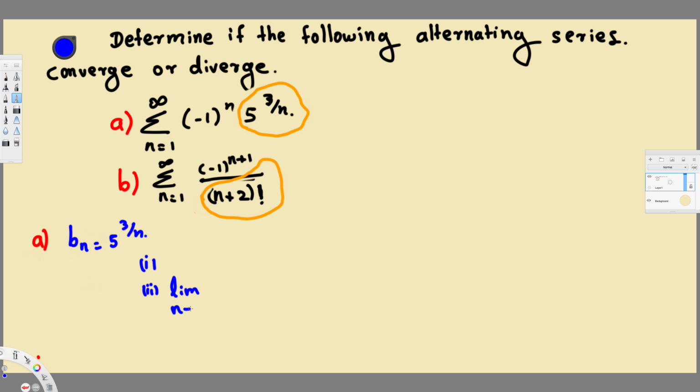The limit as n approaches infinity of 5 power 3 over n, right? So what happens if n gets larger? If n is infinity, 3 over infinity is going to be 0. So this is equal to 5 power 0, and we know that is equal to 1. Therefore, this is not equal to 0, right? 1 is not equal to 0. Therefore, this is not satisfying one of the conditions, so this is a divergent series, right?